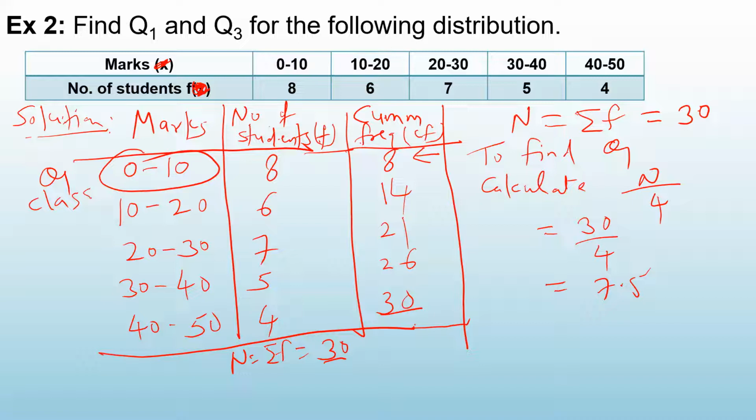Okay? Q1 class is what? 0 to 10. Q1 class is 0 to 10. So we have located the Q1 class. Now what is the next step? Next and final step, apply the formula. Okay, so we will apply the formula. Formula for Q1. What is the formula for Q1?